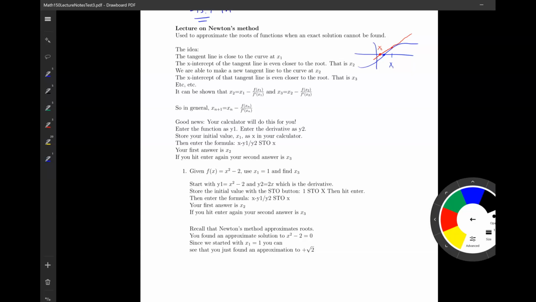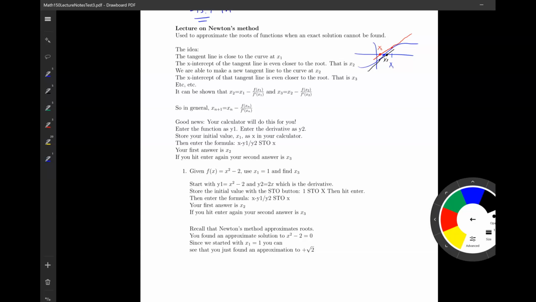So at x sub 2, at that x value right there, we're going to draw another tangent line. So we're going to draw a tangent line here, and the root of that tangent line will be closer to the actual root of the function. So it's the roots of the tangent lines that we'll be finding.